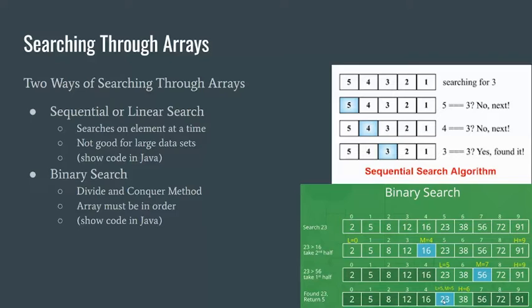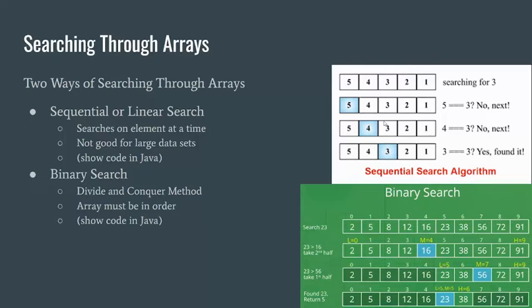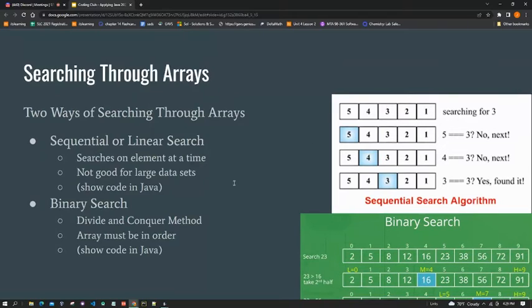Now the thing about binary search is it's more efficient than a sequential or linear search. But as you can tell here, it has to be ordered, it has to be sorted. For sequential, it doesn't matter what order your list is in, but for binary it has to be ordered, just like a dictionary is ordered from A to Z, with ascending or descending, some type of order.